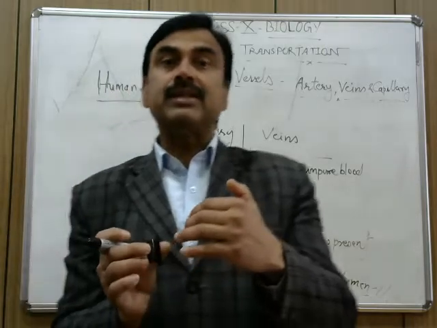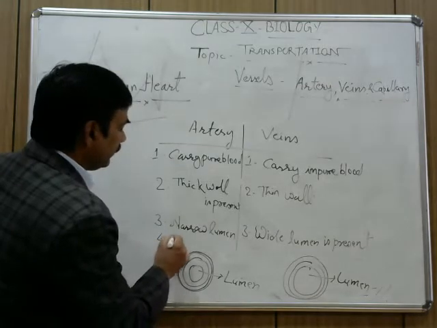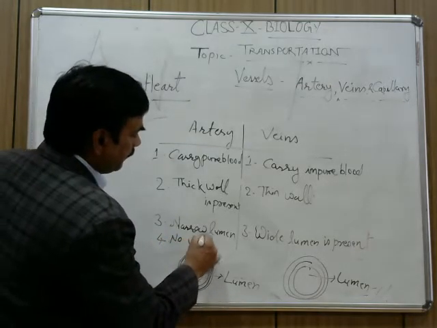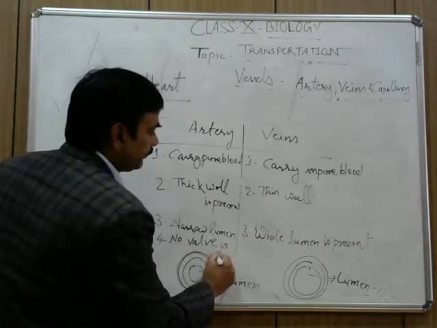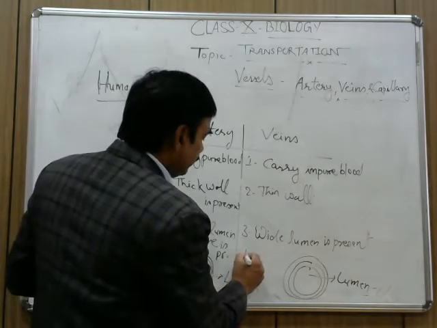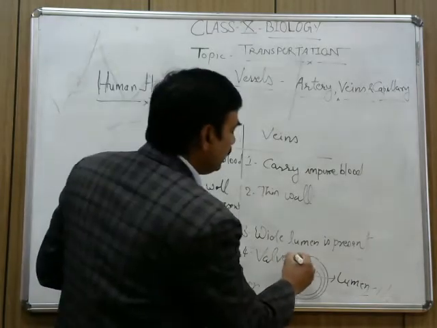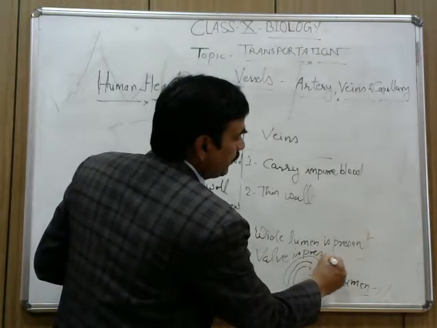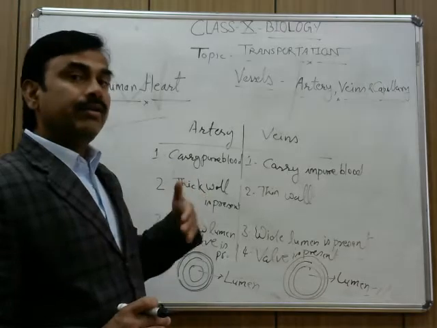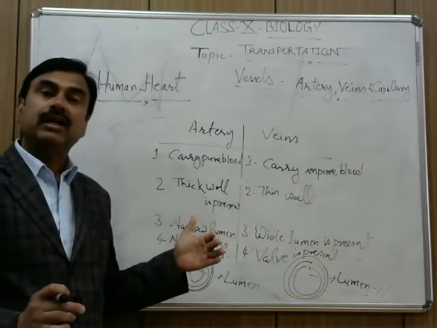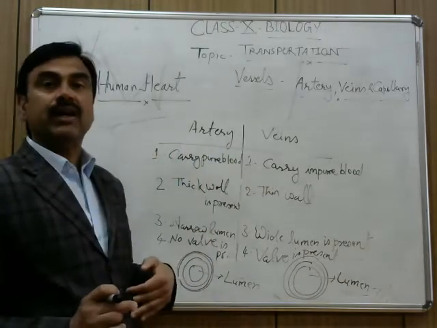The number 4 difference, the fourth difference, is very, very important. Look at this wall. No wall is present in the artery, and in the vein, valve wall is present. So when we are talking about the differences between artery and veins, at least 4 differences are required to complete this study about the differences of artery and veins.